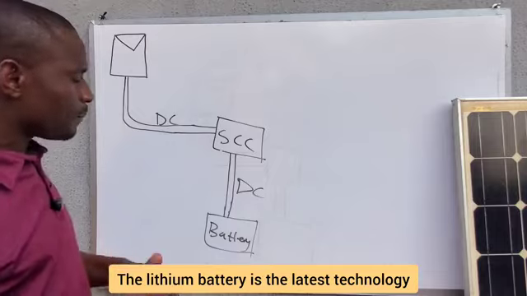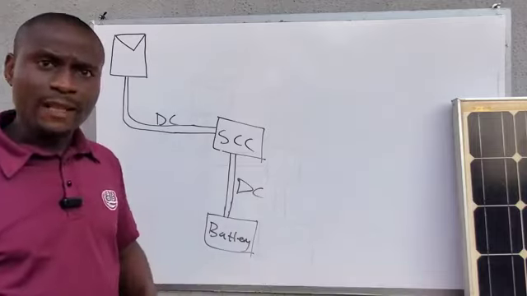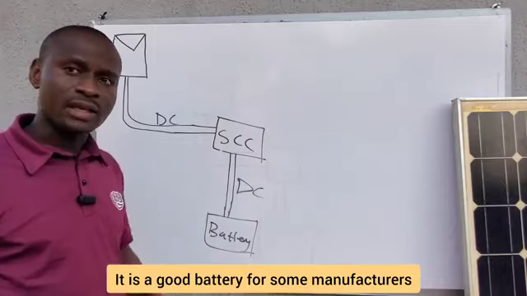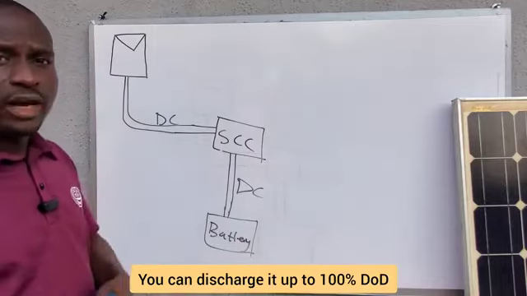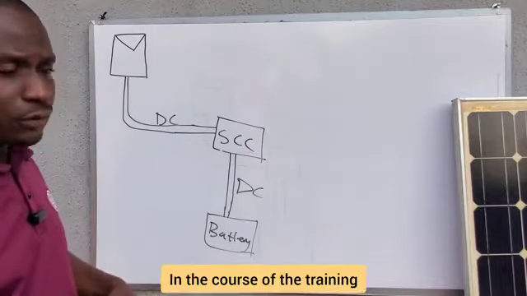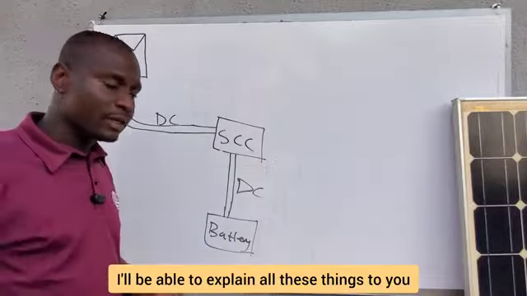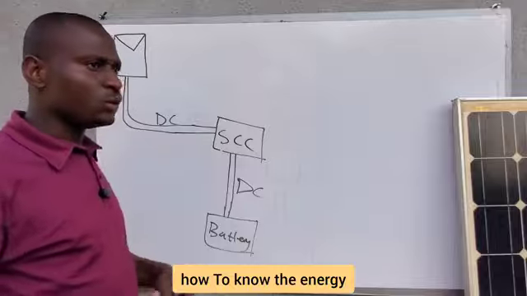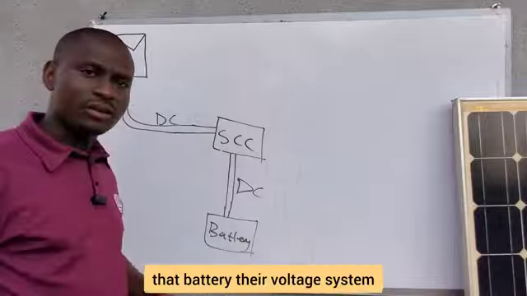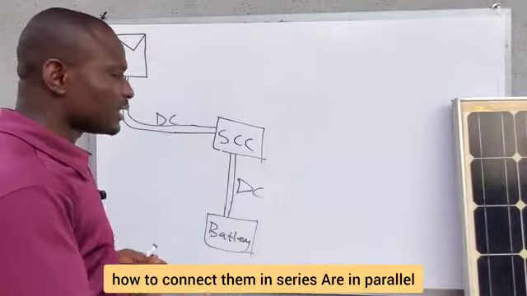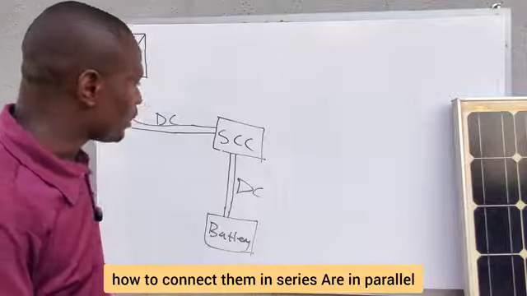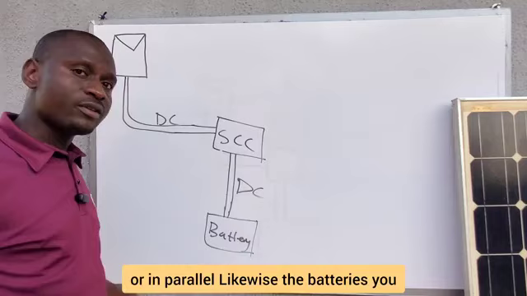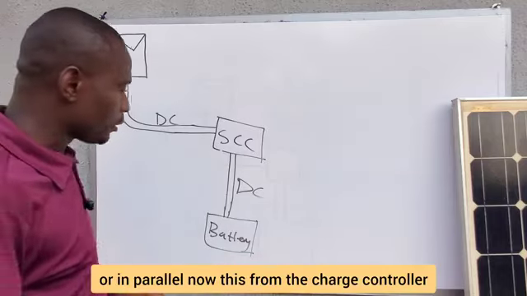The lithium battery is the latest technology that most installers are using. It is a good battery for some manufacturers. You can discharge it up to 100% DOD. In the course of the training, I will explain all these things to you. There are differences, how to know the energy that is stored in that battery, their voltage system, how to connect them in series or in parallel. Like the panels, you can connect them in series or in parallel. Likewise, the batteries, you can also connect them in series or in parallel.